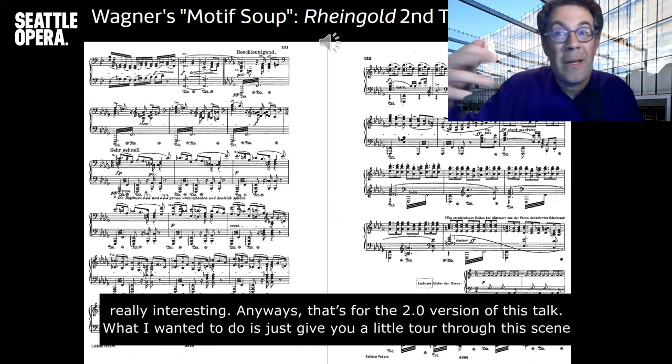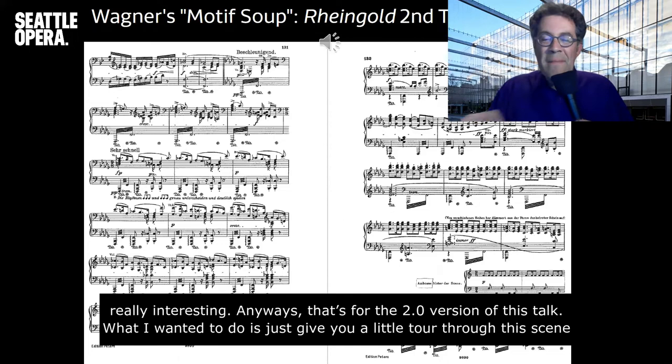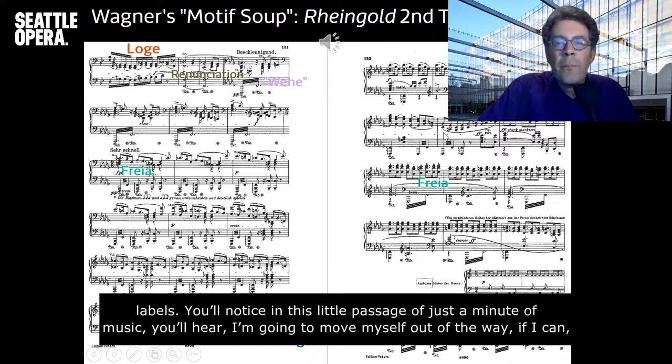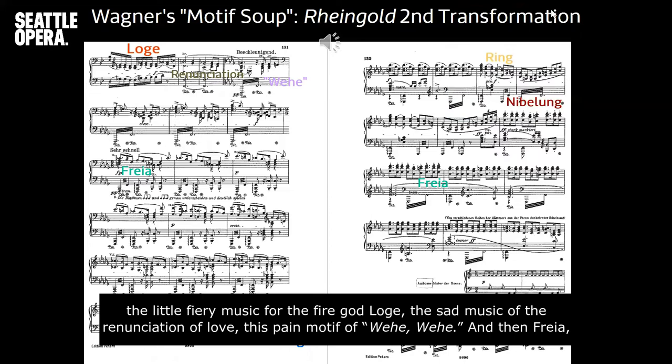What I wanted to do is just give you a little tour through this little scene change, and I've labeled some of these, even though I just told you not to label them. It's hard to talk about them if you don't have labels. You'll notice in this little passage of just about a minute of music, you'll hear the little fiery music for the fire god Loge, the sad music of the renunciation of love, this pain motif of Weia, Weia, Weia. And then Freia.